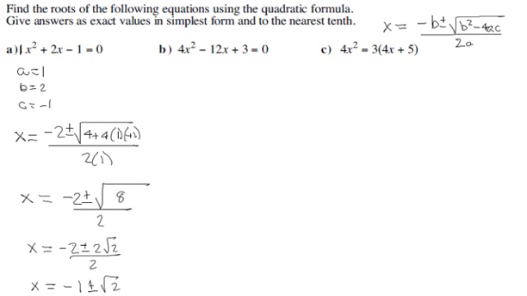As exact values. To the nearest tenth, you do negative 1 plus root 2, which would be 0.4, and negative 1 minus root 2, which would be negative 2.4.